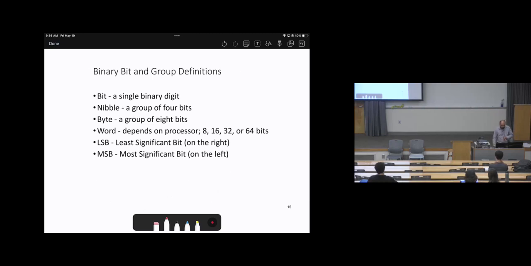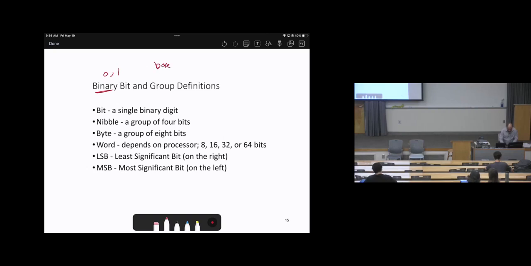Binaries, or a group of binaries, some definitions. We know, again, the binary can be 0 or 1. This is the logic, 0 or 1, which is the base here. The base is 2. Whenever there is a base, we have only 2 digits, which are either 0 or 1. That's what base 2 means. When there is base 10, it's 0 to 9, and so on.